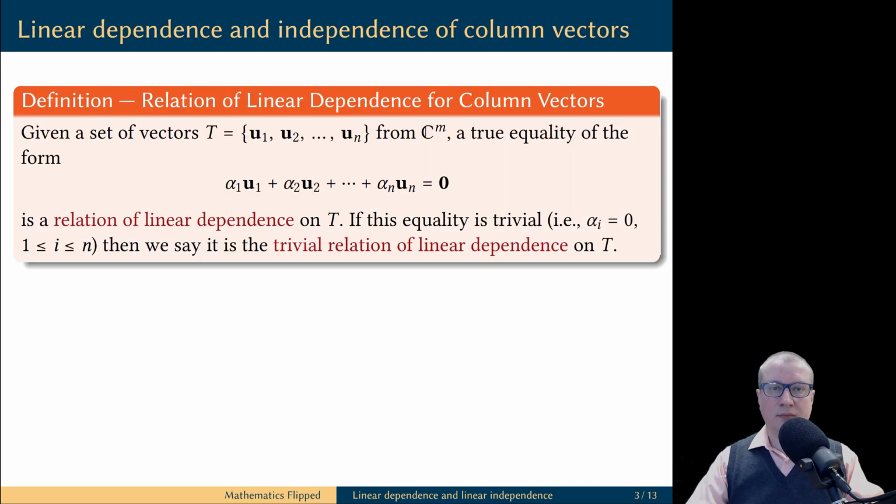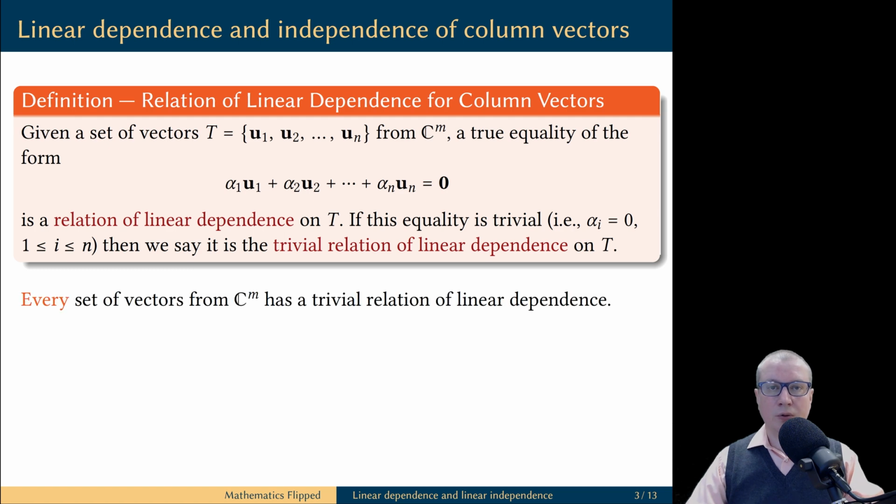Let's get started. First, we will define relations of linear dependence on the set of column vectors. Given a set of column vectors of the same size, a true equality of the form where a linear combination of these given vectors is equal to the zero vector is called a relation of linear dependence on this set. If this equality is formed in a trivial fashion, namely all scalars are equal to zero, then we will call this a trivial relation of linear dependence. The reason we call this relation trivial is because it is always there.